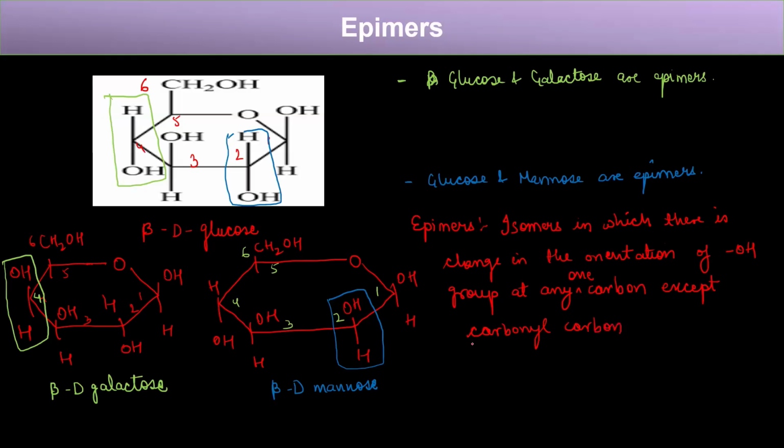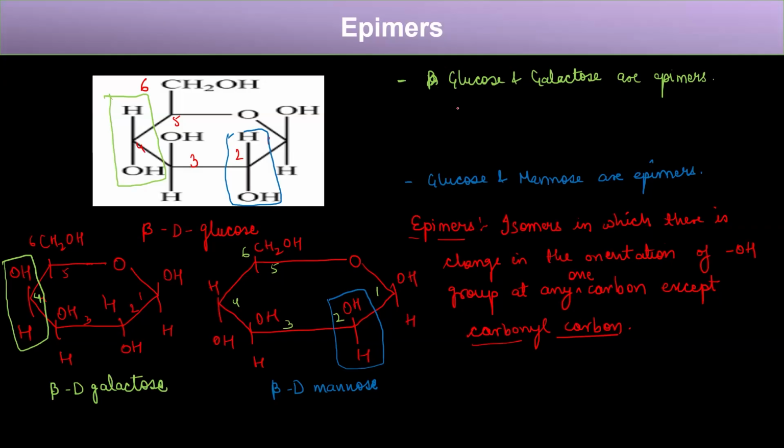Why carbonyl carbon? Because if the change is at the carbonyl carbon, that is known as an anomer, right? So what are epimers? Epimers are isomers in which there is a change in the orientation of the hydroxyl group at any one carbon except the carbonyl carbon. For example, glucose and galactose are epimers. Why? Because they differ at the position of carbon 4.